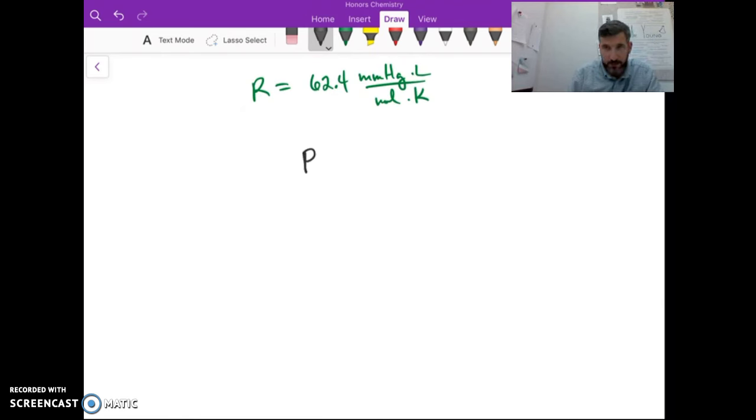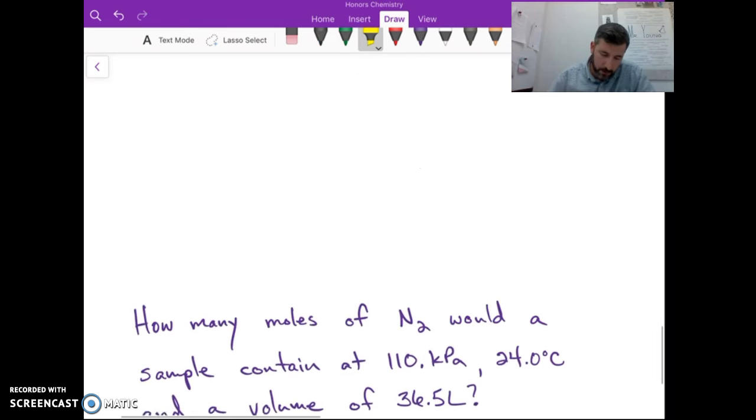So if we just multiply both sides by N times T, I get the ideal gas law that I'm used to seeing, that you will see, and that's PV equals nRT. So this is an equation that's going to be helpful for us in solving for any of those 4 unknowns. Remember that R is a known, it's a constant, so we'll never have to solve for R. Okay, let's try a problem.